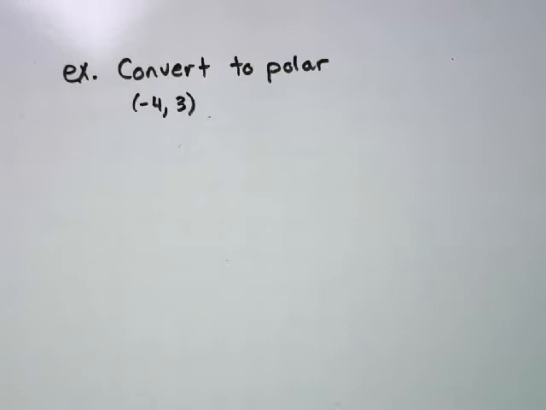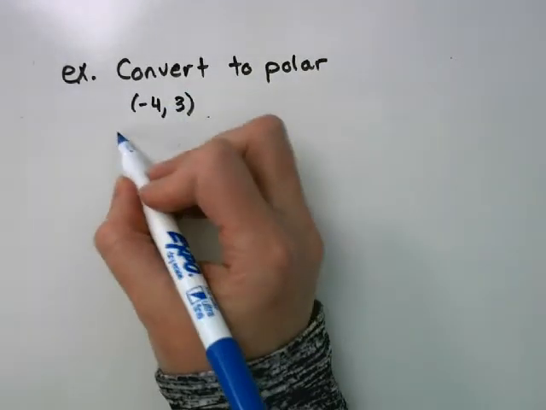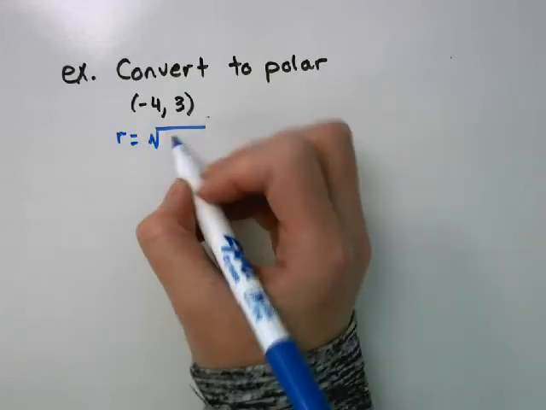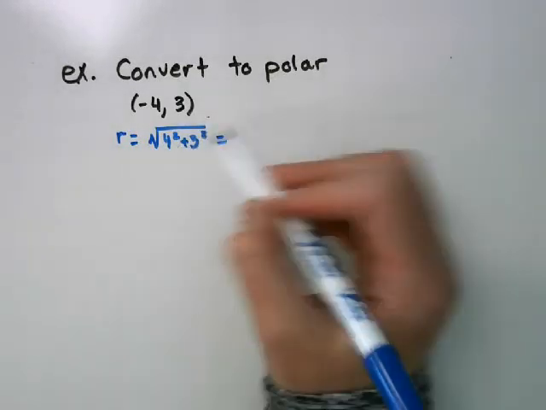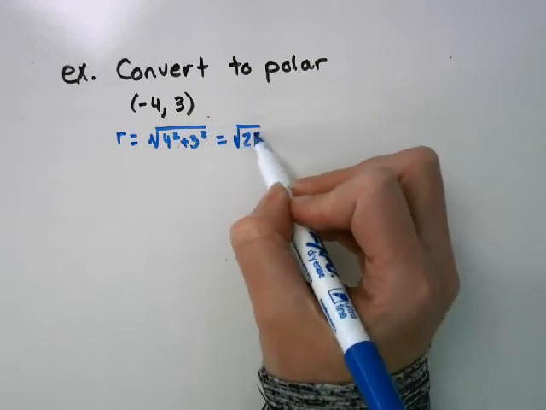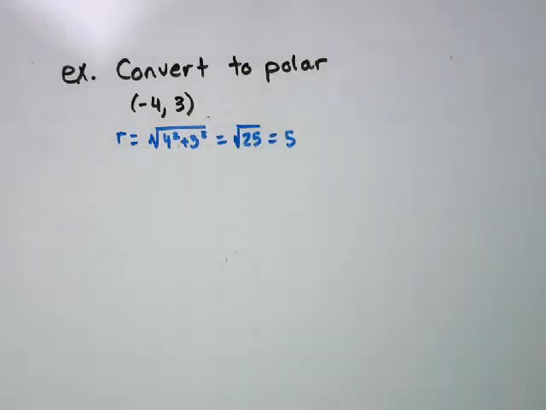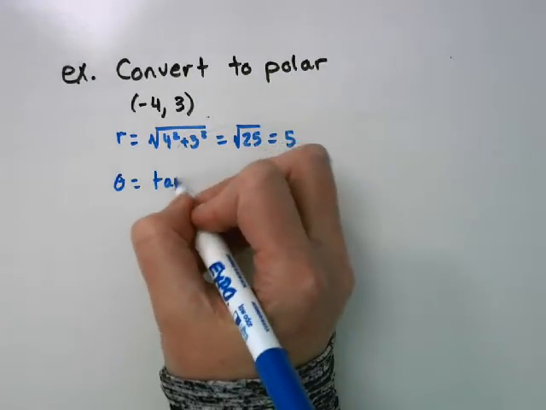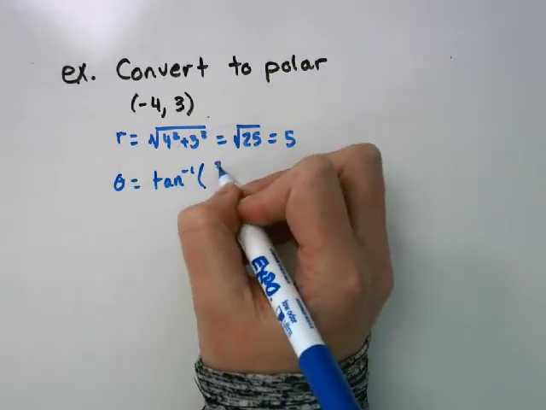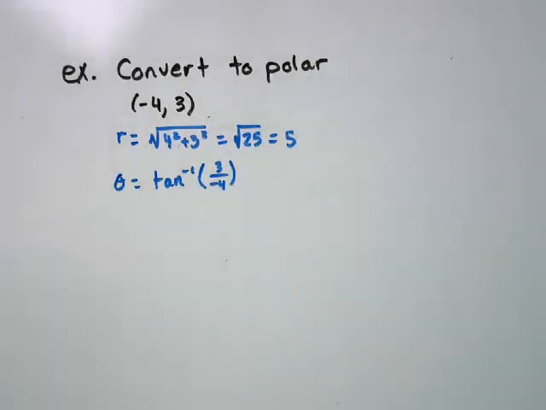So let's do an example of this. So we've got the point -4, 3. So my r will be the square root of 4 squared plus 3 squared. So that's 16 plus 9. We're getting r of 5. Theta is the tangent inverse of 3 over -4. 3 over -4 is not on the unit circle, so we need to use our calculator.